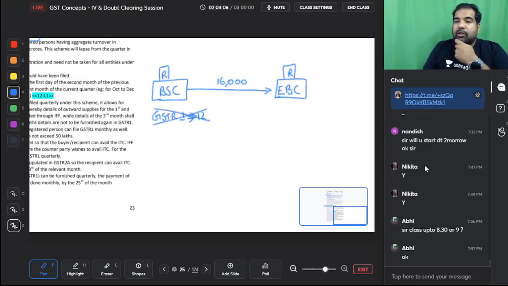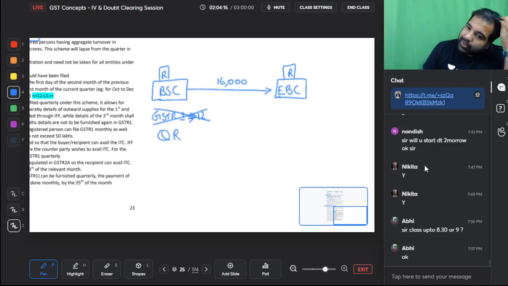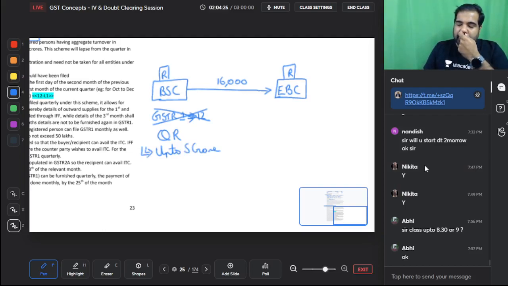So they went to the government and they told the government that, government, listen, can we file every quarter? Quarterly return. Can we file every quarter? The government said, why not? If your turnover is up to 5 crore last year, that means you're not very big. If your aggregate turnover is up to 5 crore last year, then you can use quarterly return. And quarterly return means you don't have to file 12 returns, you'll only have to file 4 returns.